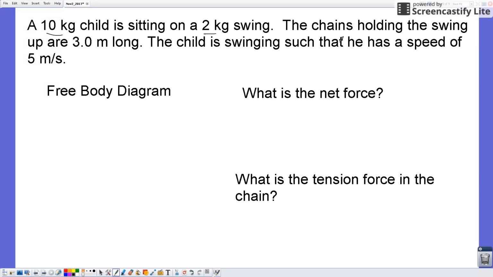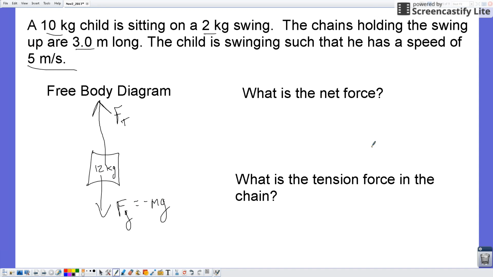10-kilogram child, 2-kilogram swing, 3 meters long, but now the child is swinging such that he has a speed of 5 meters per second. Draw the free body diagram. All right. Stay with me for a little bit, and then we're going to pause. Tension force, gravity force. Notice that I made the tension force arrow longer. That was on purpose. That is a hint for you. All right, pause. Solve the problem.